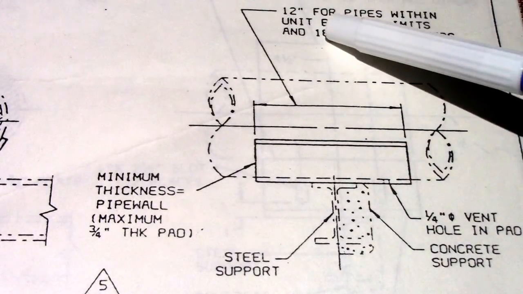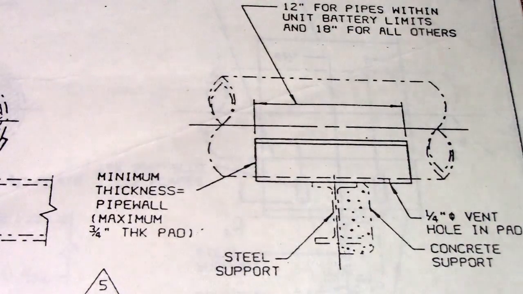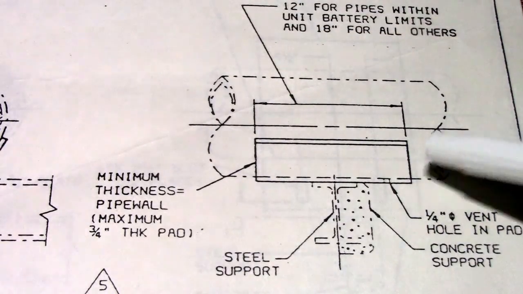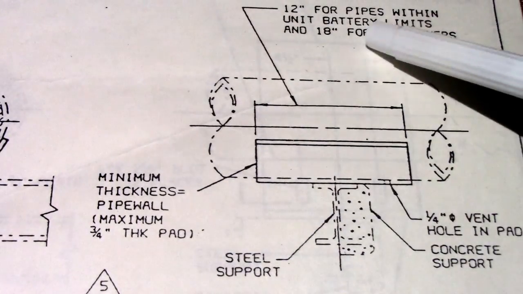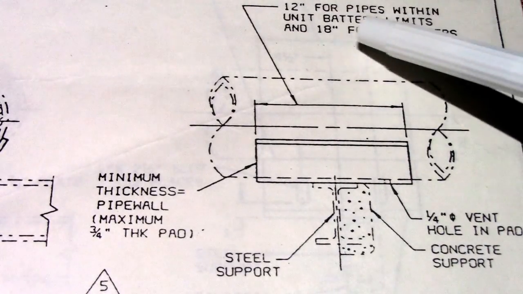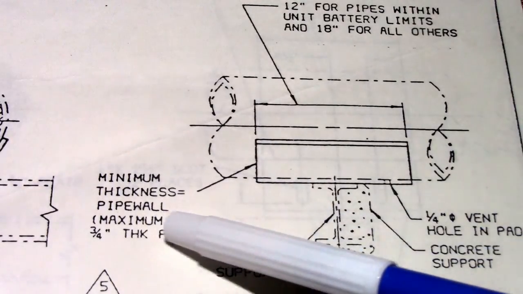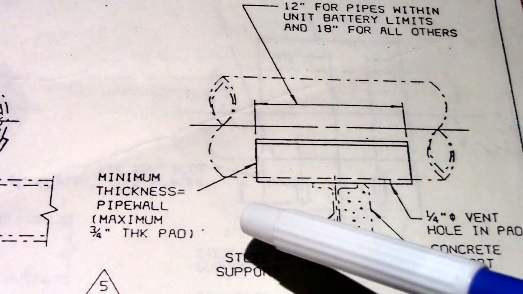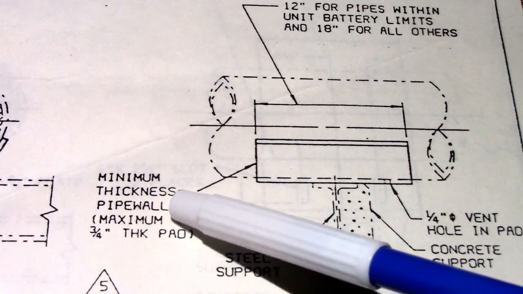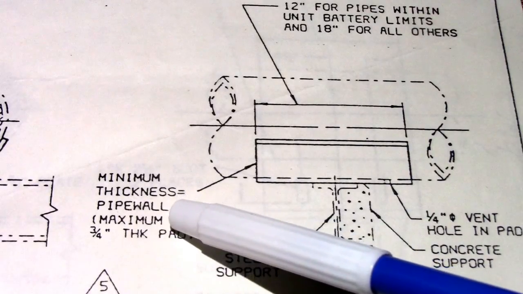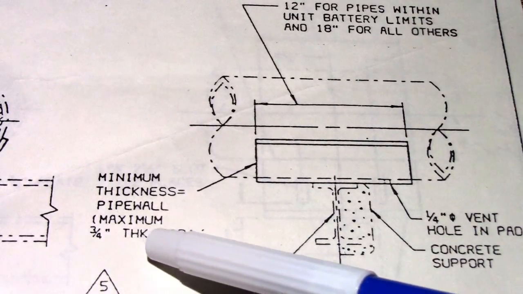We have 12 inch for the pipe within unit battery limits and 18 for all others. So this is the dimension of this pad. This is also a comment on the note: 12 inch for pipes within unit battery limits and 18 for all others. So they also have a minimum thickness: minimum thickness of pipe wall, maximum 3/4 thickness of pipe. So they have a maximum of 3/4 thickness of pad.